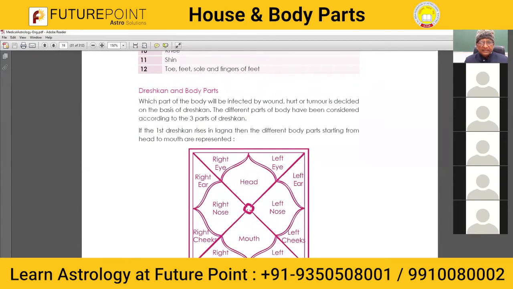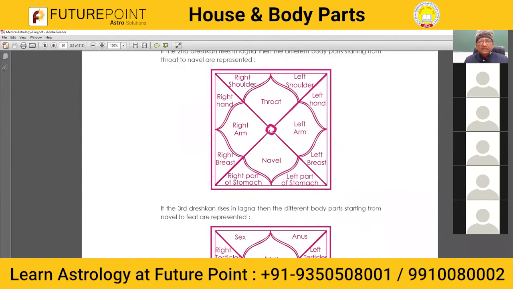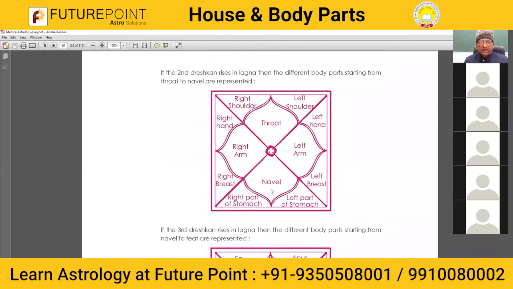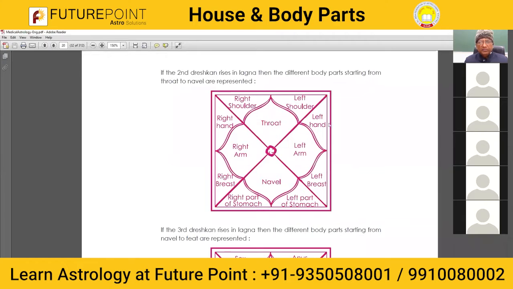And then the second part is from the throat to the navel. This is the second part of the body. Here the throat is the lagna. Then right shoulder, left shoulder, right hand, left hand, right arm, left arm, then right breast, left breast, right stomach, left stomach, and the navel part. So this becomes the whole body.